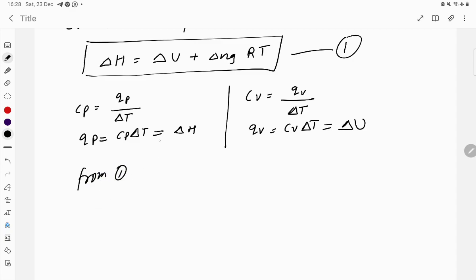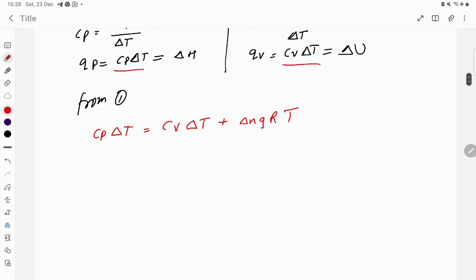What we can write, dear student, in place of delta H, is Cp dT, and for delta U, Cv dT. So we are writing delta H, this is Cp delta T, equal to Cv delta T plus delta ng RT, okay. Now this delta ng RT, we can say it has delta T also, okay. Now this is equation 2.